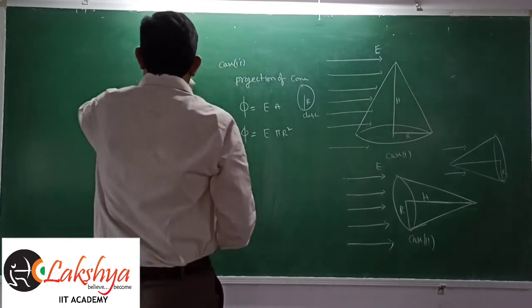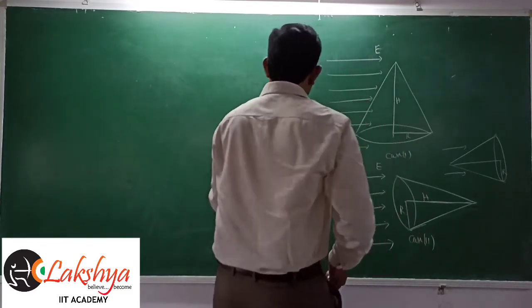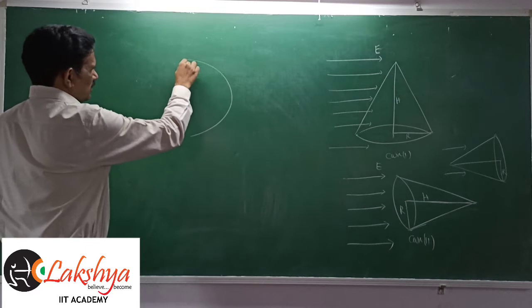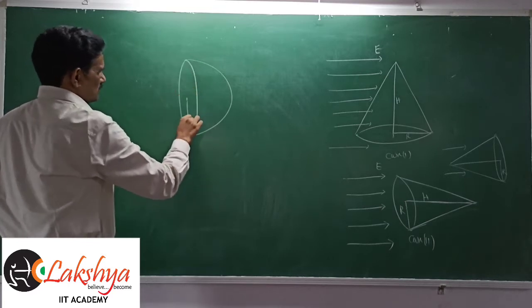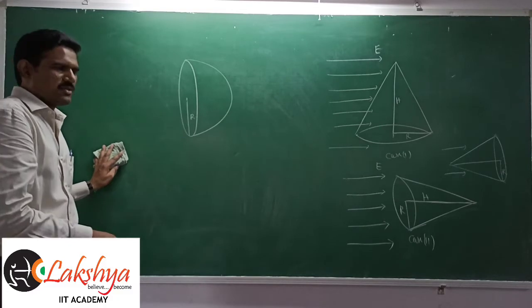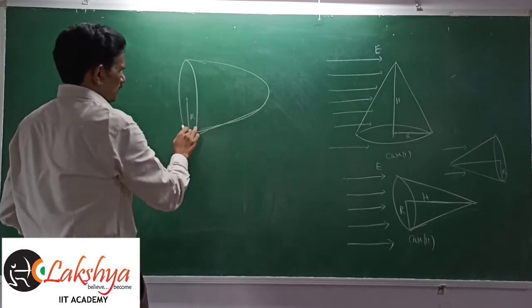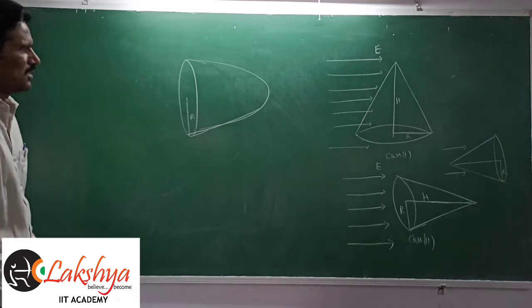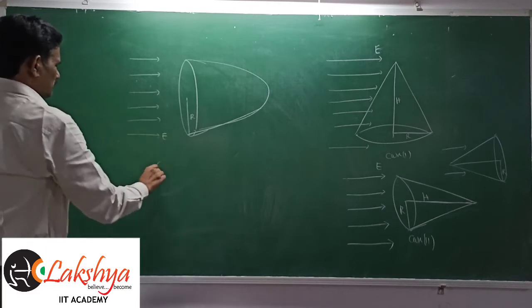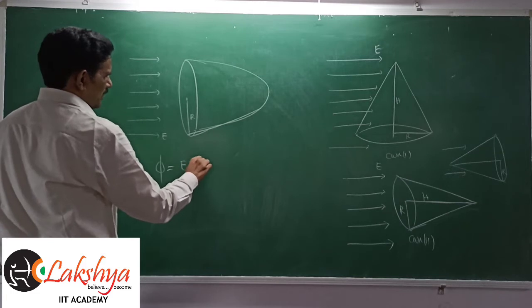And a lot of such questions will be there. We just need to take such projections in such cases. Sometimes they will give a curved surface, and here this is a circle of radius r. This may be any surface, a hemispherical surface or a paraboloid surface, whatever it may be. Even then its base is a circle. Even if it is placed in a uniform electric field of intensity E, the flux passing through it we can write as E into pi r square. That is the flux passing through that surface.